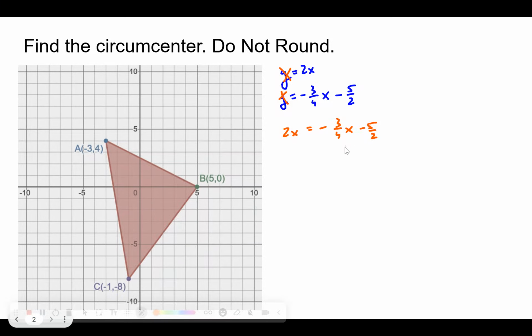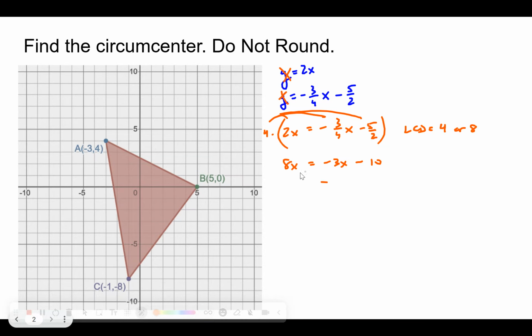Now, I'm going to multiply both sides by the LCD, the least common denominator. Typically, you just take your denominators and multiply them. But because 2 can be made into 4, our LCD here is just 4. You could use 8 if you want to, but I'm going to use 4. Honors kids, you should know that the least common multiple between 4 and 2 is 4. We're going to multiply everything by 4. This is going to clear those fractions. So 8x equals, this becomes negative 3x, and this becomes minus 10.